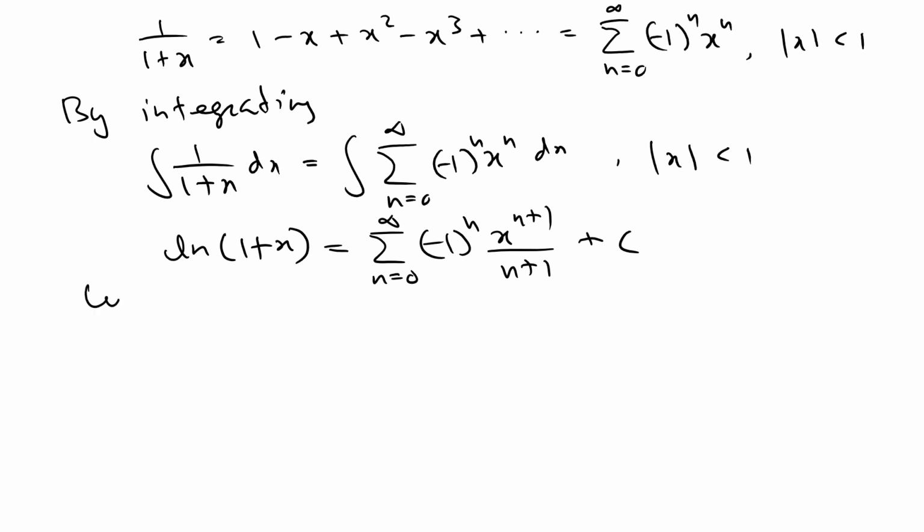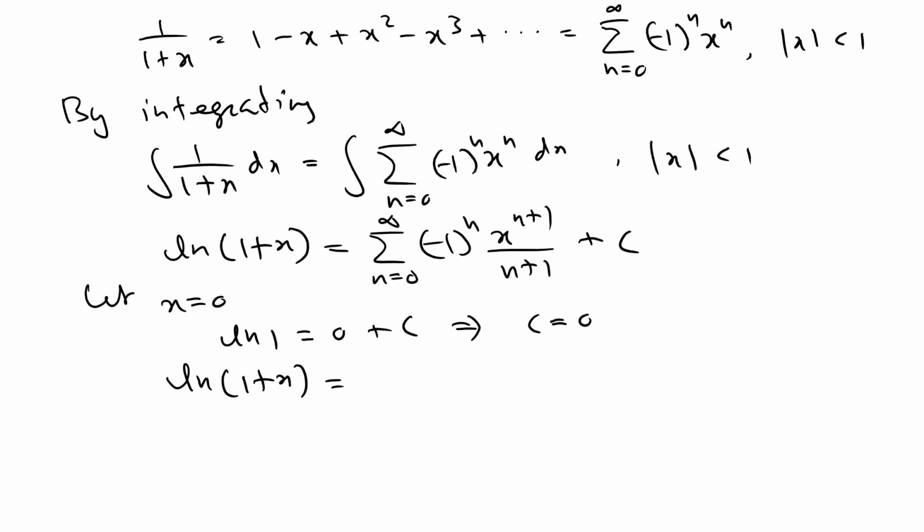Now we need to find the c. To find the c, we're going to let x equal 0. If you do that, you're going to get ln 1, which is 0, plus c. So this says that c equals 0. So that means ln of 1 plus x equals sigma n going from 0 to infinity, negative 1 to the n, x to the n plus 1 over n plus 1. So that's what you get, and you can see this is still valid for x less than 1.